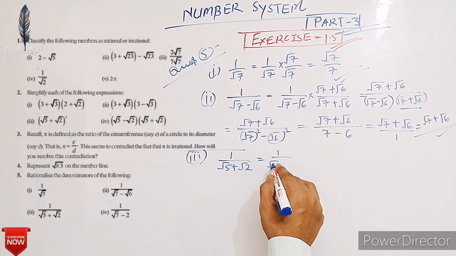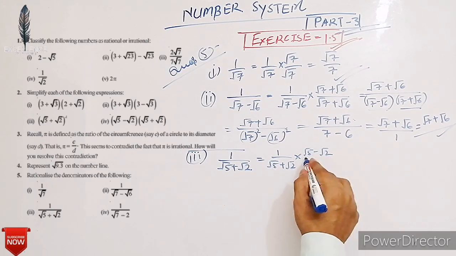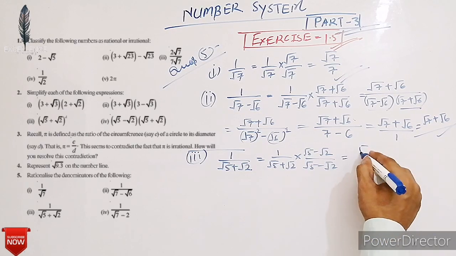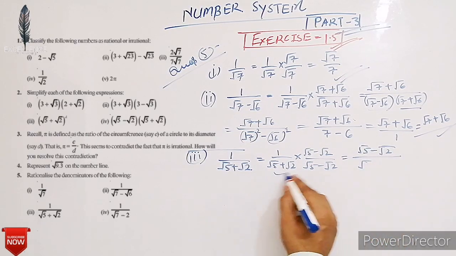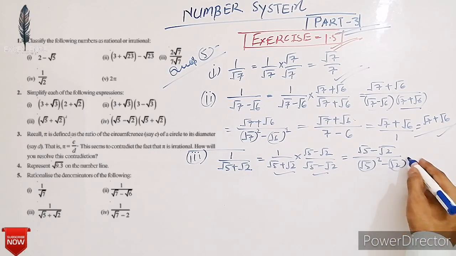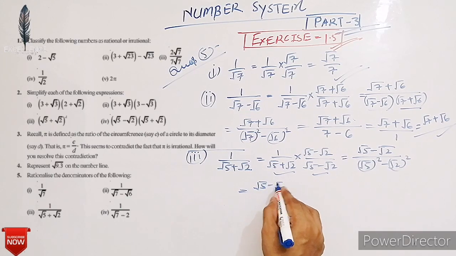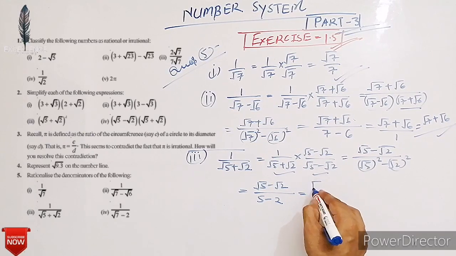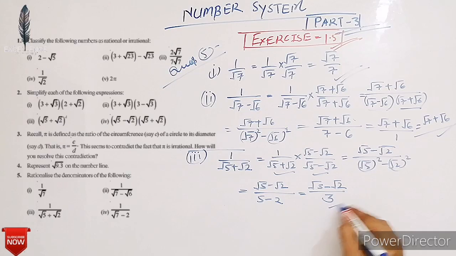So third question is 1 upon under root 5 plus under root 2, which is equal to 1 upon under root 5 plus under root 2 multiplied and divided by under root 5 minus under root 2. So it is equal to under root 5 minus under root 2, here a plus b and a minus b. So here under root 5 square minus under root 2 square is equal to under root 5 minus under root 2 upon 5 minus 2, which is equal to under root 5 minus under root 2 upon 3. Okay.